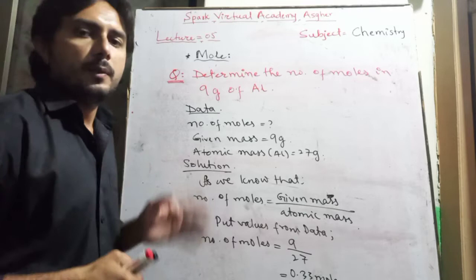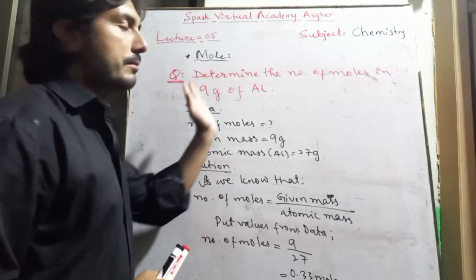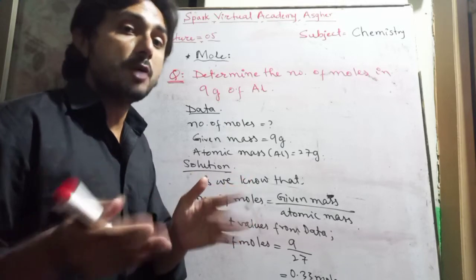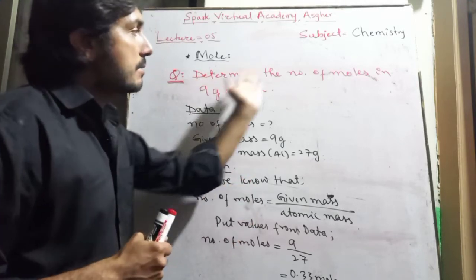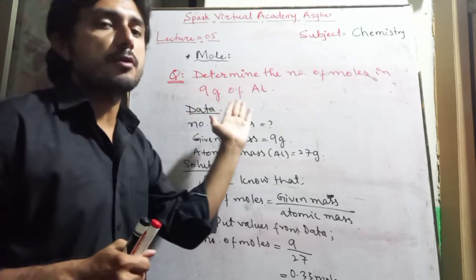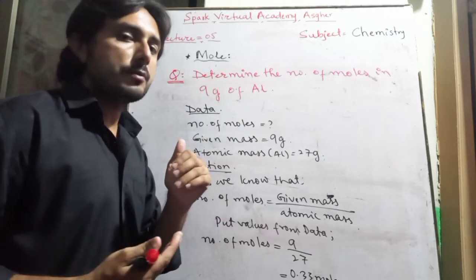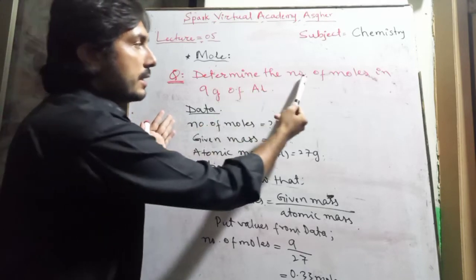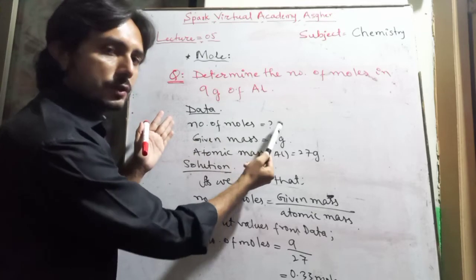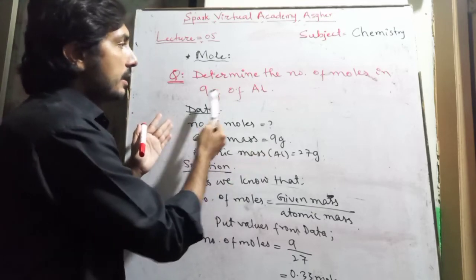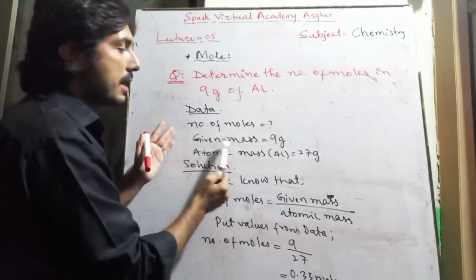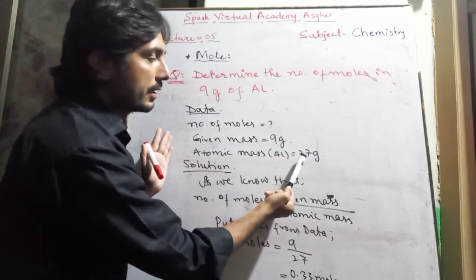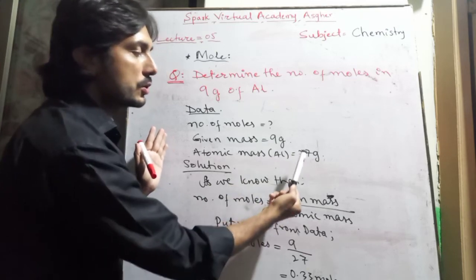Okay, let's solve an example of the number of moles, to see how to use that formula to determine the number of moles. The example is: determine the number of moles present in 9 grams of aluminum. To solve any problem, you have to write down the data initially. So here is the data. Determine the number of moles: number of moles is equal to question mark. In 9 grams of aluminum, the given mass is 9 grams, while the atomic mass from the periodic table we determine is 27 grams. The atomic mass of aluminum is 27 grams.